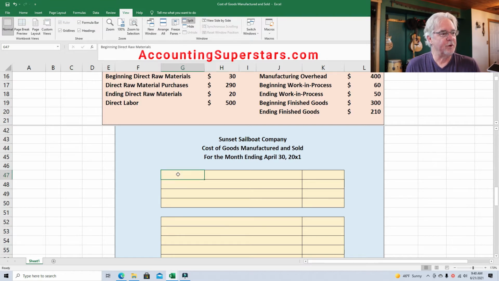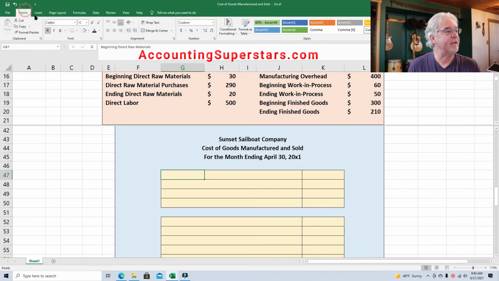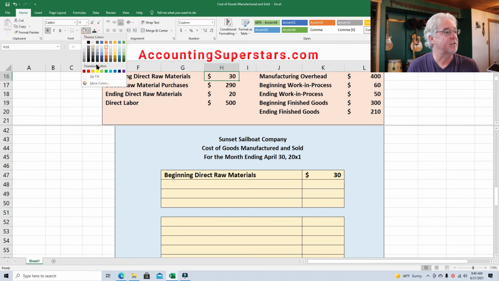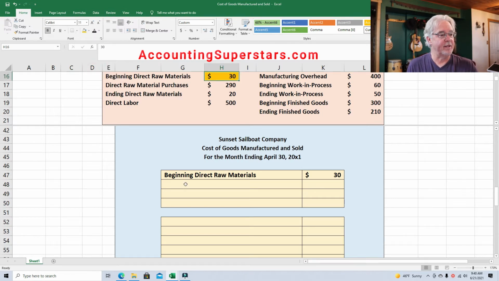So here's how it works. We're going to start out with raw materials. What's the beginning raw materials? Beginning direct raw materials is $30. So where did I get that information? I got it from right there, and I'm going to highlight it. All right, and then we're going to add purchases. How much raw materials did we buy? Plus direct raw material purchases, and it happens to be $290, so let's add that in there. And we're going to subtract out whatever's left.